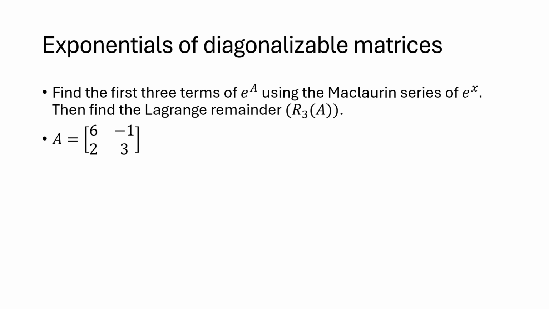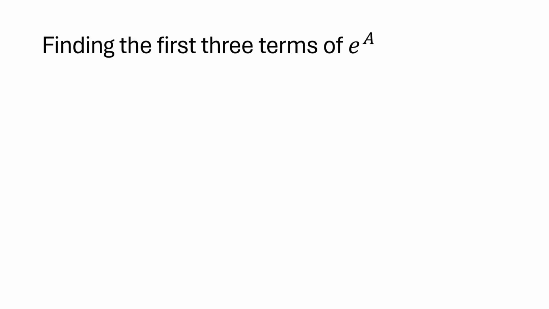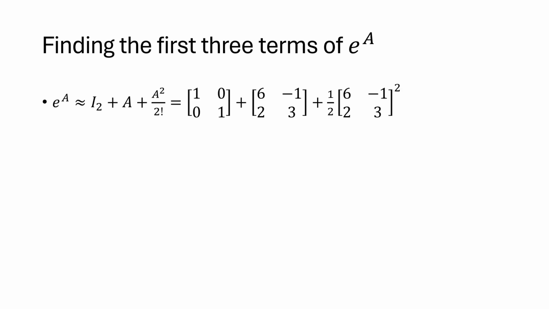So for the sake of simplicity, I just picked a 2 by 2 matrix. But moving on, in order to find the first three terms of e to the power A, that's the first part of the problem, what we can do is just use the Taylor expansion, the first three terms of the Taylor expansion, right?